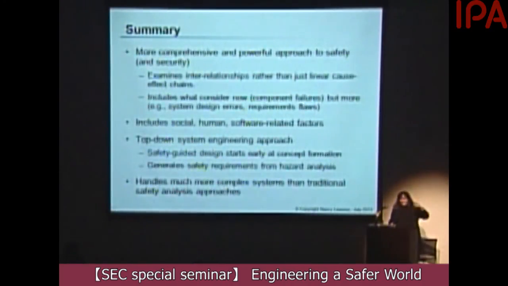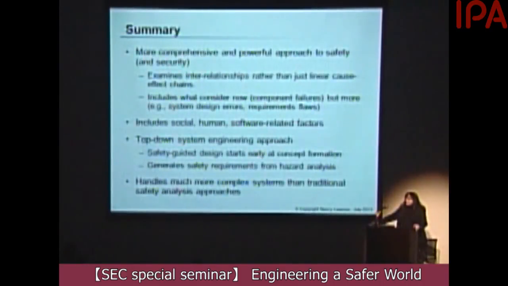So summary. What we found is that this is a more comprehensive and powerful approach to safety and security. It examines the interrelationships rather than just linear cause-effect chains. It includes what we consider now, which is component failures, but more than that, system design errors, requirements flaws, and so on. It includes social, human, and software-related factors that the old techniques don't. It's a top-down system engineering approach, so we can use safety-guided design starting early at the concept formation stage.